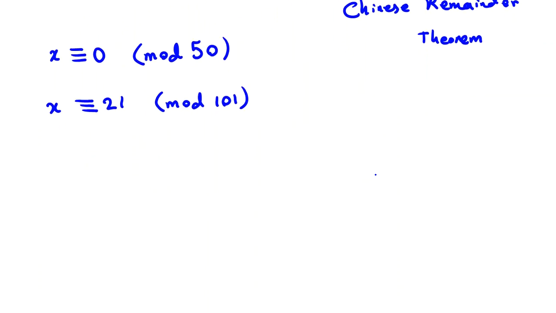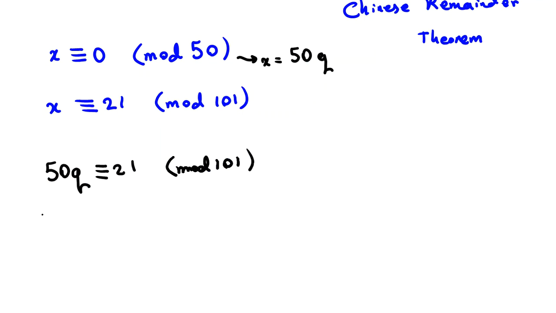So x is 50. I can say what? Okay, because the remainder is 0 when divided by 50, we can say x is equal to 50q, and I replace it here. 50q is congruent to 21. Okay, so again, similar to previous problems. I want to find q. So I want to multiply it to reach near 101. We should multiply it by what? Can you guess? Exactly, by 2.